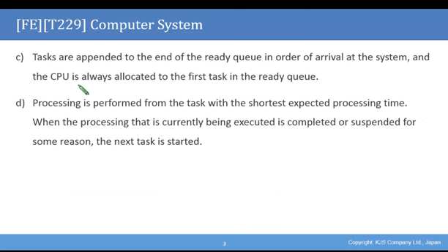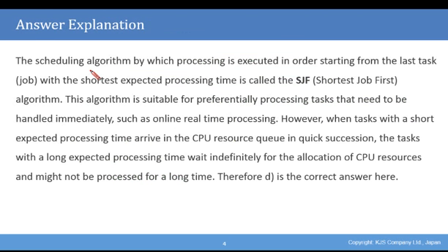The last two options on this question are C: tasks are appended to the end of the ready queue in order of arrival to the system, and the CPU is always allocated to the first task in the ready queue. And D: processing is performed from the task with the shortest expected processing time. When the processing that is currently being executed is completed or suspended for some reason, the next task is started.